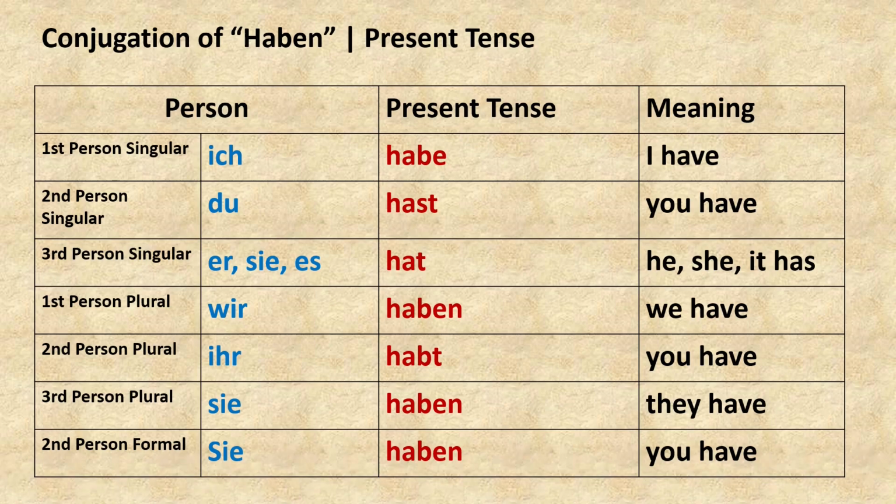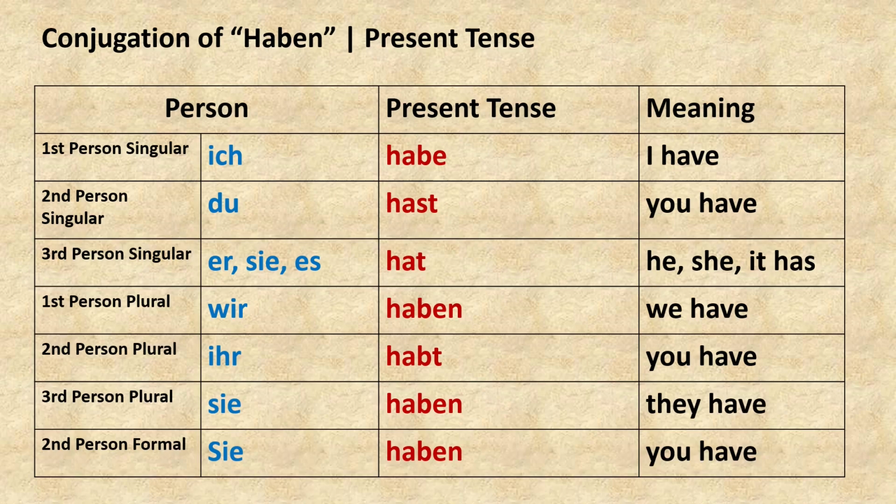Ich habe, I have. Du hast, you have. Er, sie, es hat. He, she, it has. Wir haben, we have. Ihr habt, you have. Sie haben, they have. Sie haben, you have.